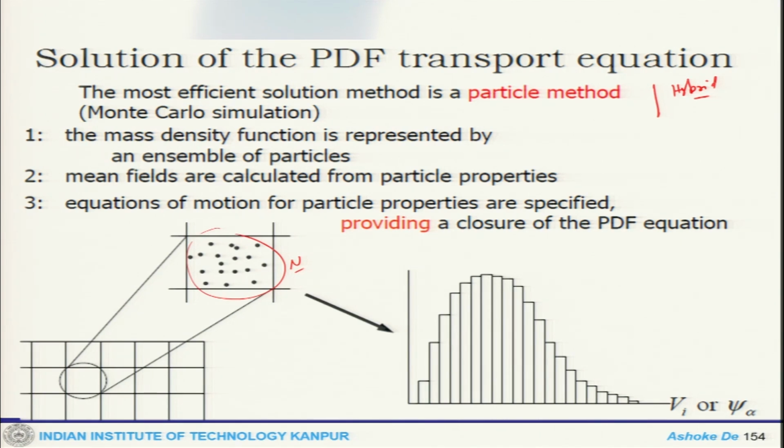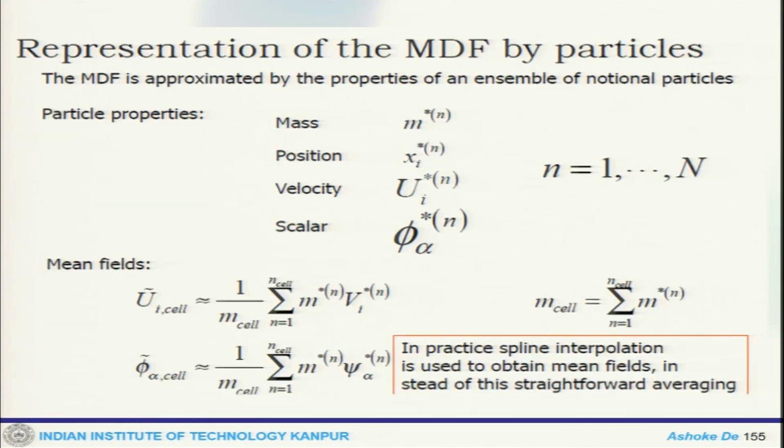Then the information obtained from the particle properties will provide the closure form of the unclosed terms in the PDF equation.